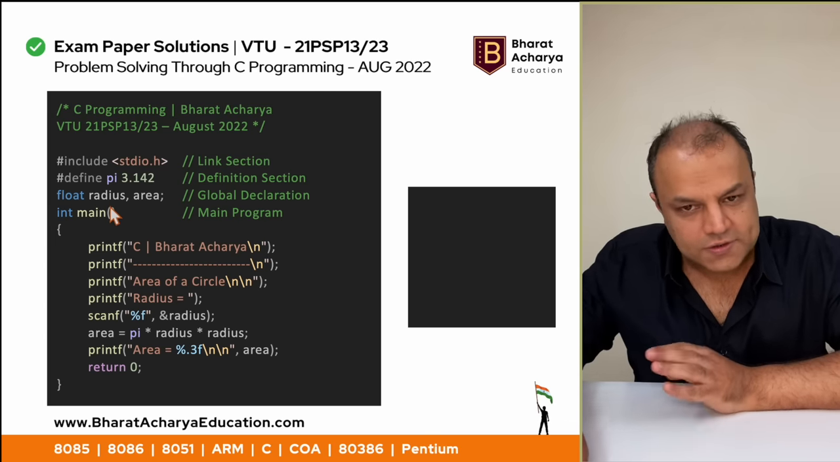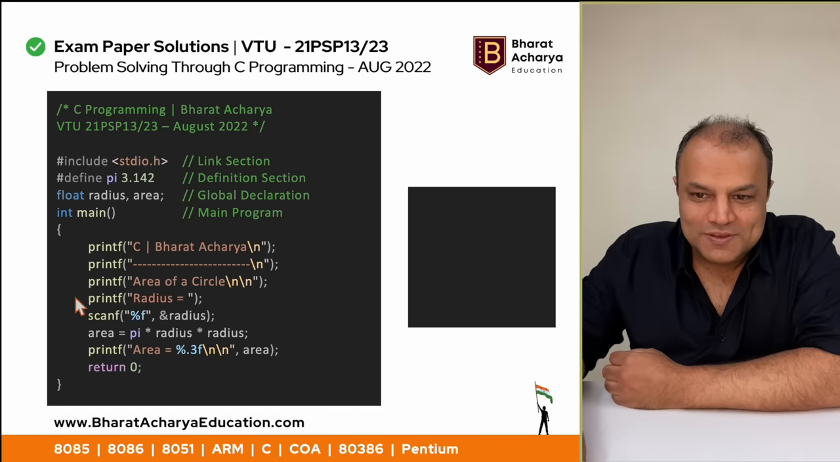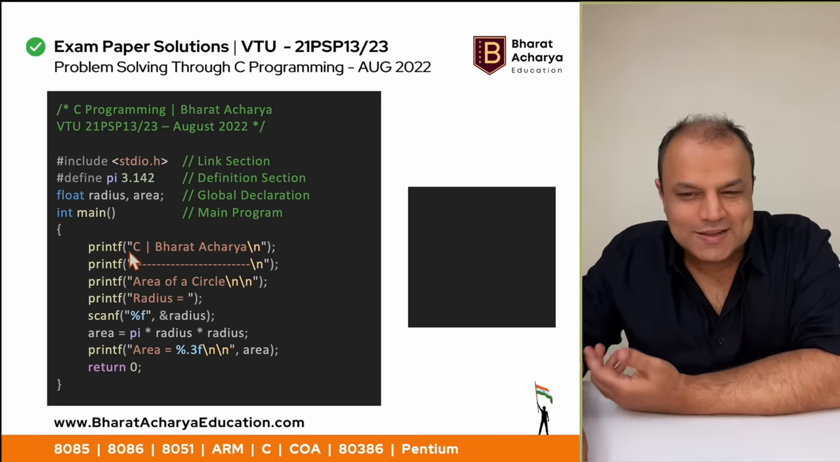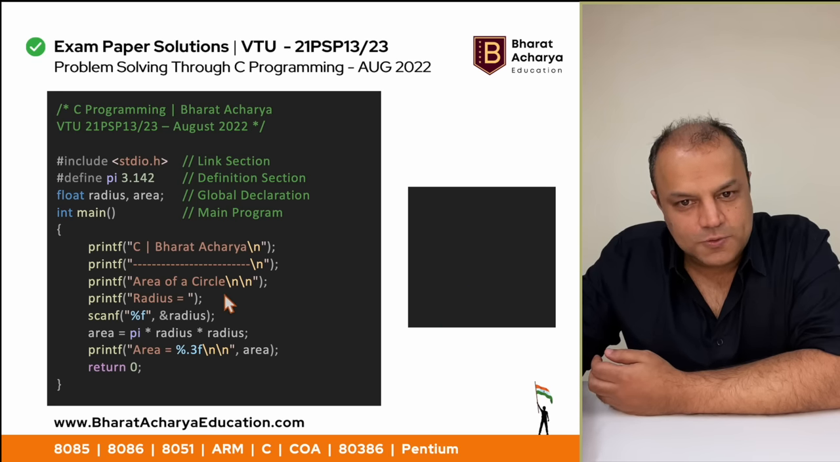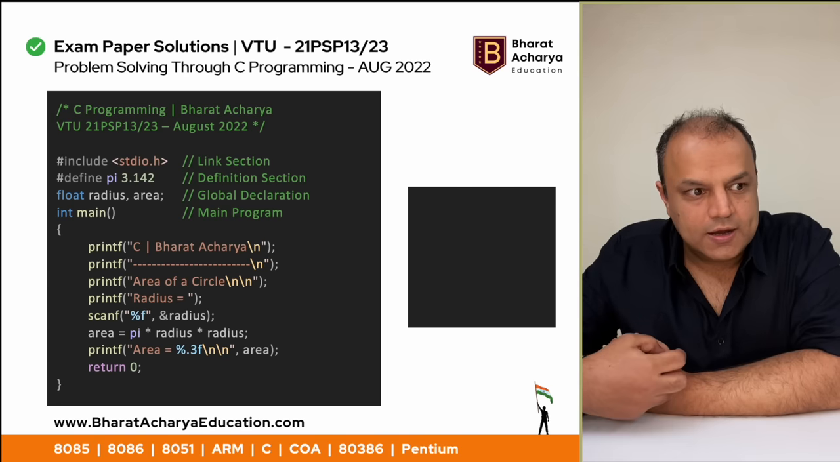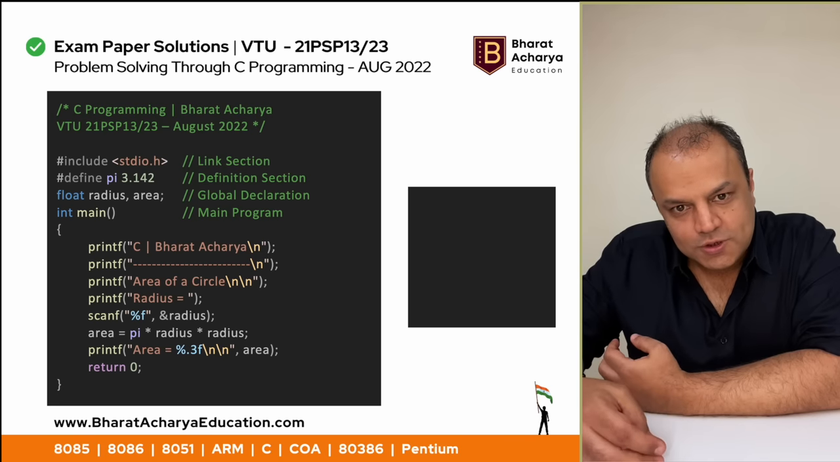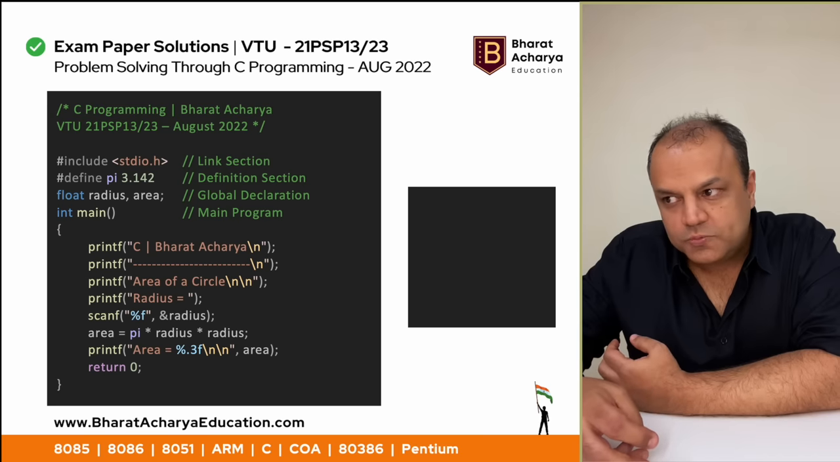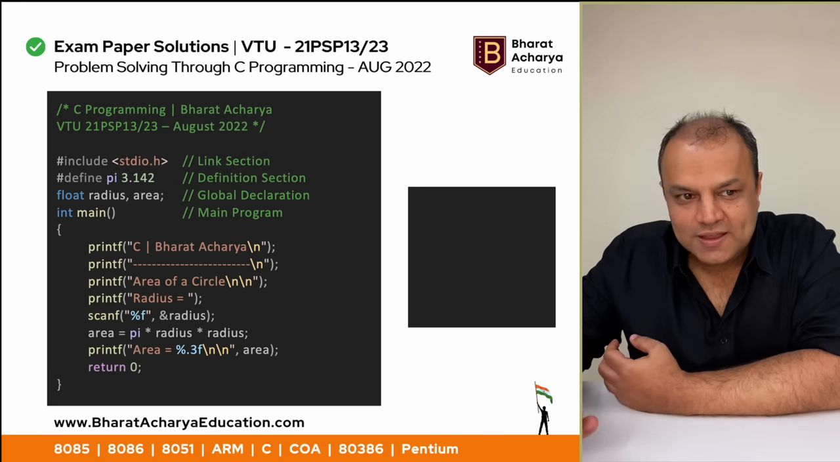Everybody can use this. Now, this is your main program. A main program is a function where you write your instructions. Let's run through the instructions. They're very simple. Printf, I'm printing C, Bharat Acharya, that will be the title. This will be your output screen. There'll be a line below it and the title of the program, area of a circle. I have these habits. I like beautiful outputs. Right from the first lecture of my whole course, I have taught you how to create wonderful outputs, because what's the point of writing fabulous programs and making a shabby output?